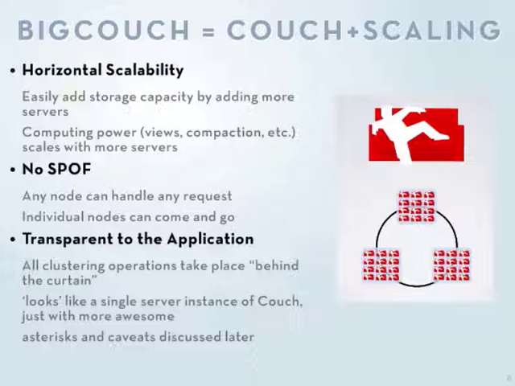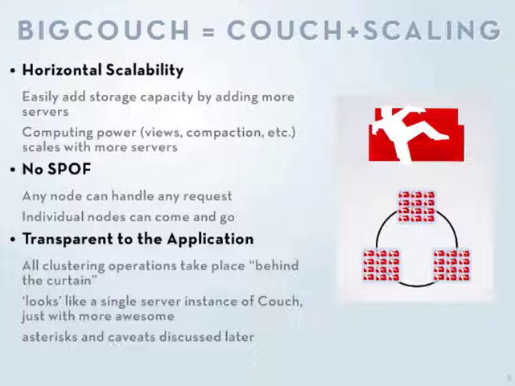BigCouch, as I said, was built to address many of these concerns that I just talked about on the previous page. So we built it as a system in which you could easily add new nodes to the system, and your computing power, whether that was for writes or for views or anything, would scale with that number of servers. The goal here, the ultimate goal, is roughly linear scalability in the metrics that you care about.